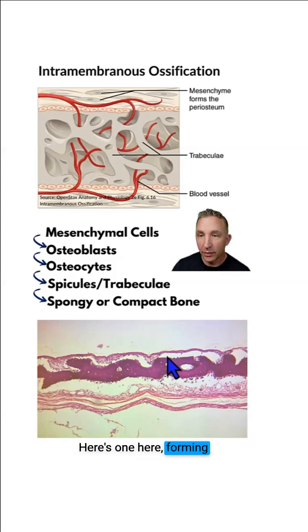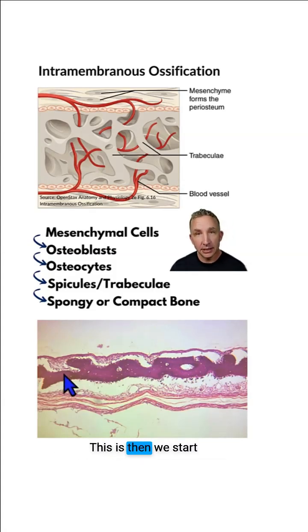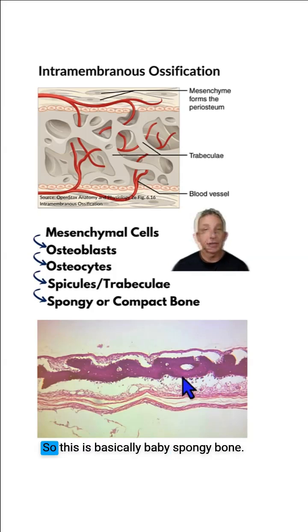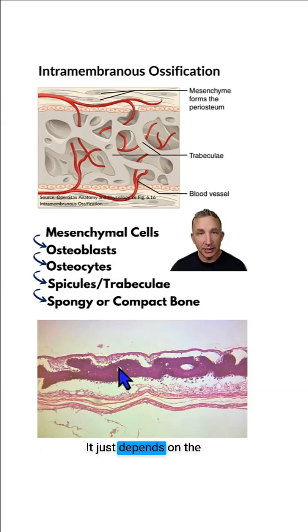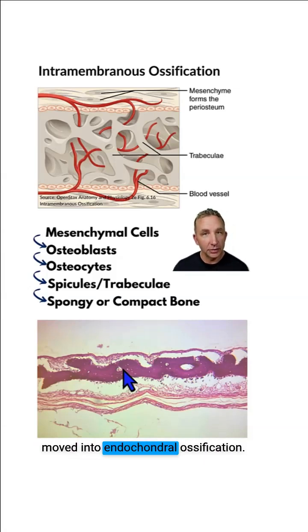Here's one here forming here to connect to here, to here, to here, to here, and all of this becomes trabeculae. This is then we start to form spongy bone. So this is basically baby spongy bone. Now it could turn into compact bone and change depending on where it's at and the type of bone as it develops. It just depends on the point of development. Key difference though is we don't see hyaline cartilage, and that's where we move into endochondral ossification.